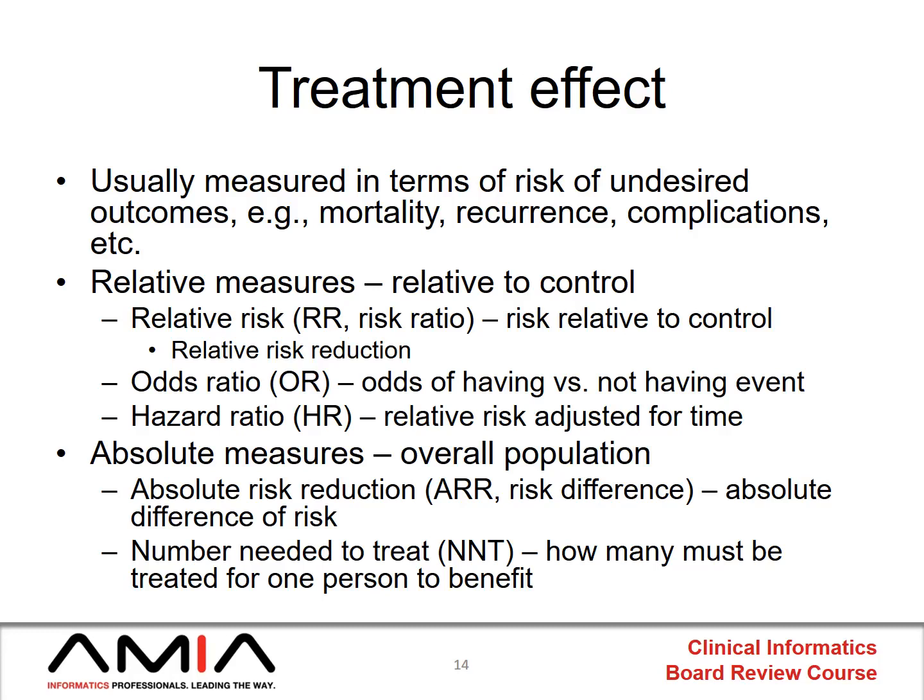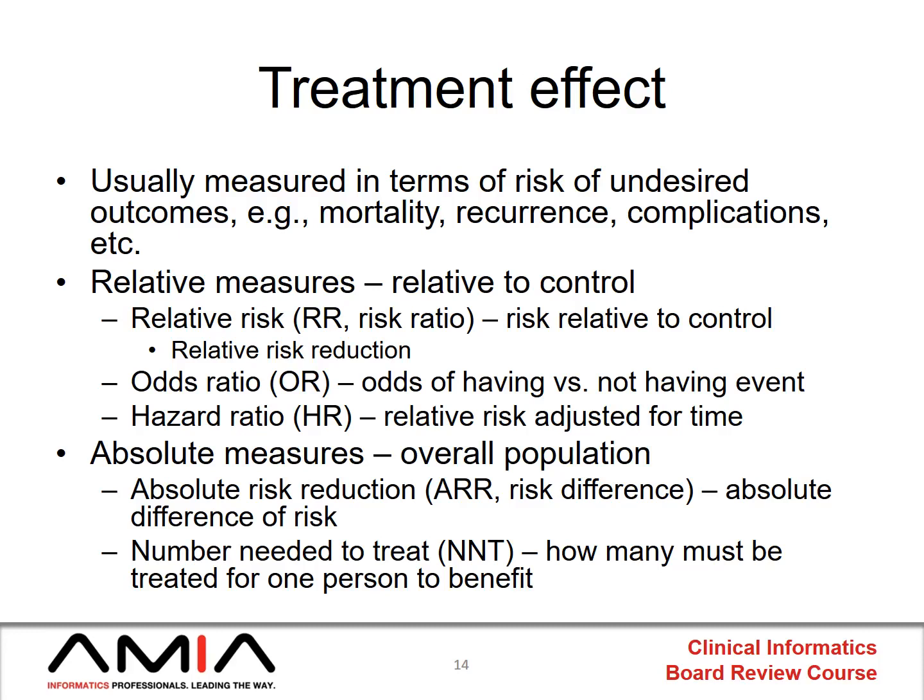And in the analysis, researchers will align the time from when the experimental trial begins to events that happen. Absolute measures look at the overall population. The absolute risk reduction or risk difference is the absolute difference of risk, again, between the experimental and control groups.